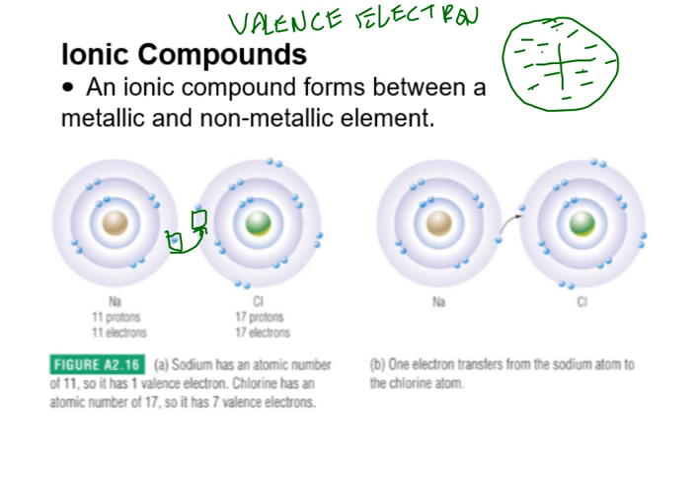And that's literally what this little diagram right here shows. What ends up happening is no longer are sodium and chlorine atoms, but now sodium is a positively charged ion. Chlorine is a negatively charged ion because they gained and lost electrons. And what do positives and negatives do? Attract. And now you have a bond. Does that make sense? That's how compounds form. So that's an ionic compound.